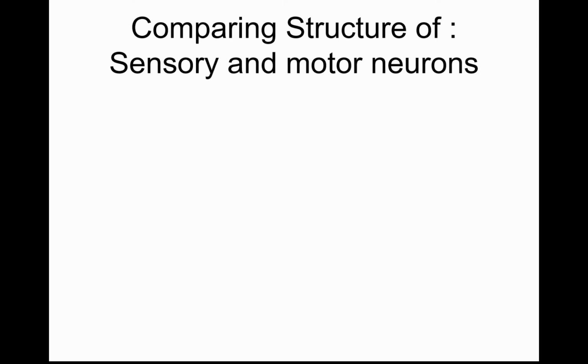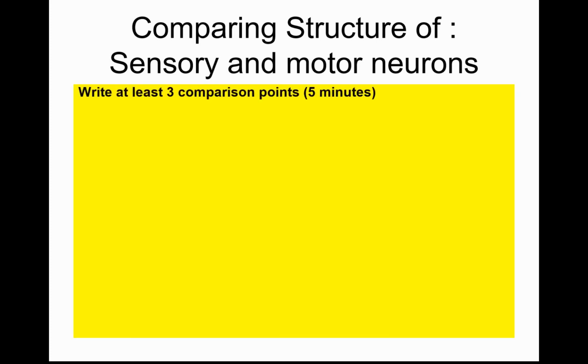Okay. Now, what I'd like you to do is just a little task, see what you can remember now. So have a read of your sheet, and then write down at least 3 comparison points to compare the structure of sensory and motor neurons. Give yourself maximum 5 minutes.